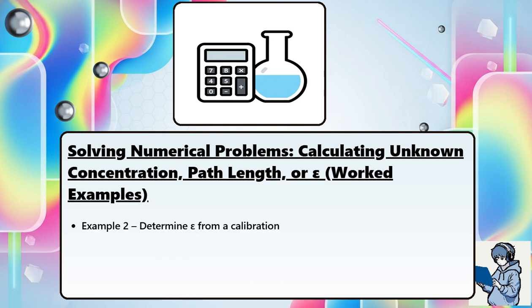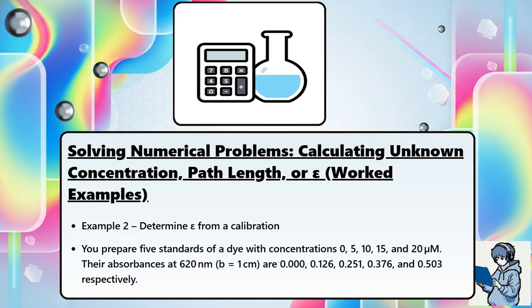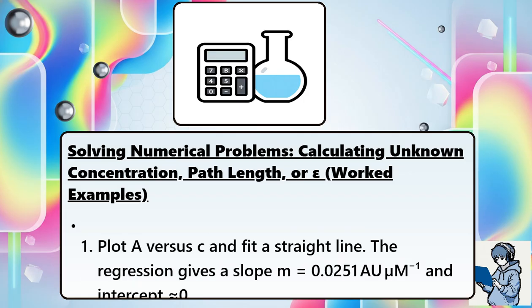Example 2. Determine epsilon from a calibration. You prepare 5 standards of a dye with concentrations 0, 5, 10, 15, and 20 micromolar. Their absorbances at 620 nanometers, b equals 1 centimeter, are 0.000, 0.126, 0.251, 0.376, and 0.503 respectively. 1. Plot A versus C and fit a straight line. The regression gives a slope m equals 0.0251 absorbance units per micromolar and intercept approximately 0.